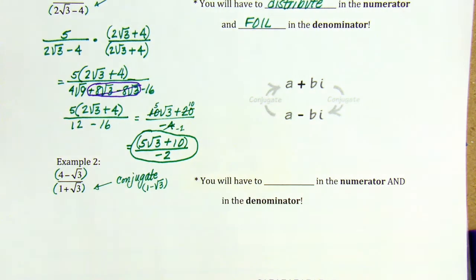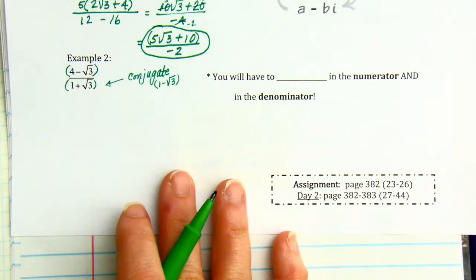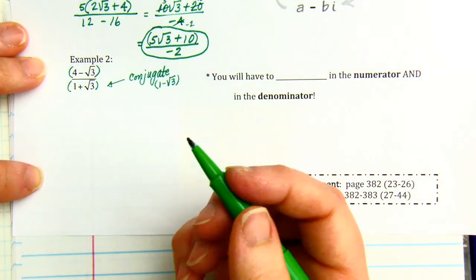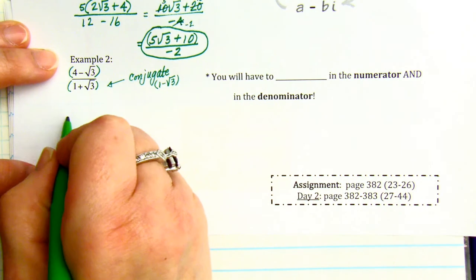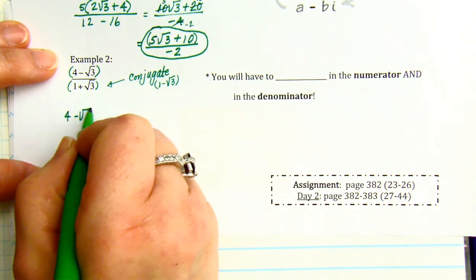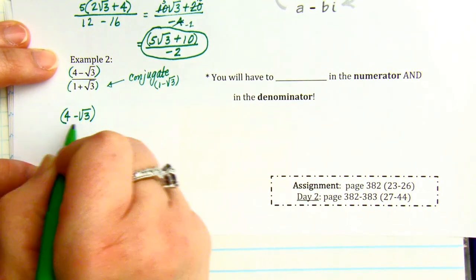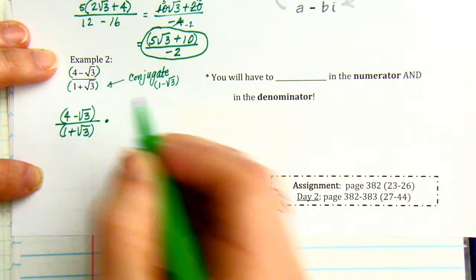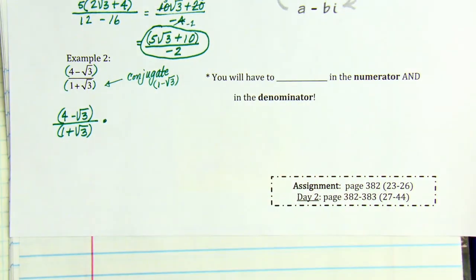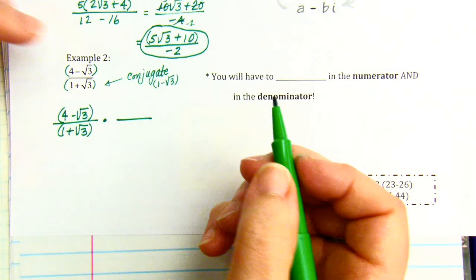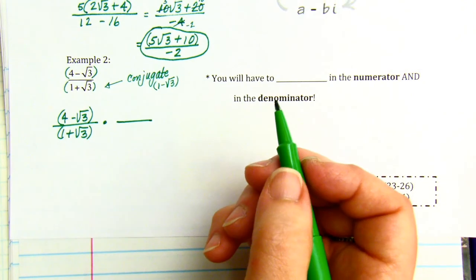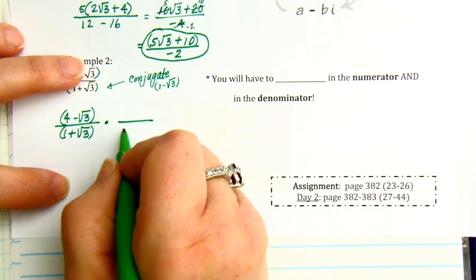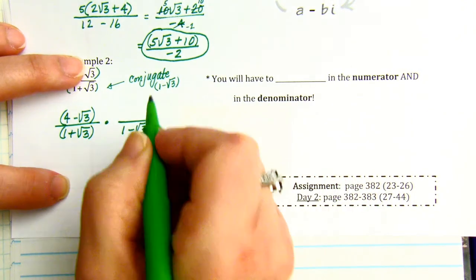So now we're going to take this expression and we're going to write it as 4 minus the square root of 3, that quantity, over 1 plus the square root of 3, that quantity, times, here's my clever form of the number 1, then I'm going to multiply this expression by, to get rid of the radical in the denominator, 1 subtract the square root of 3 over itself.